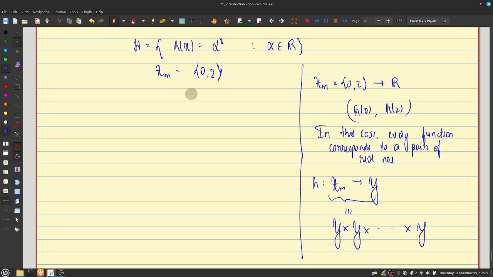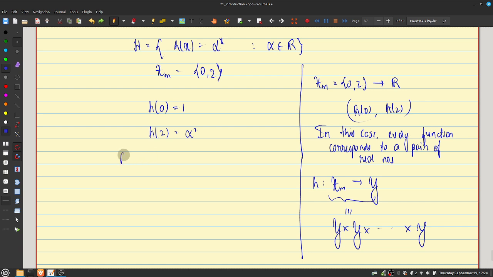For this specific example, what would be the restriction of h to {0, 2}? If I restrict myself to this particular h, what can I say about h of 0? It's always going to be 1, no matter what alpha you choose. What about h of 2? It's alpha squared, and this is always going to be non-negative, right?